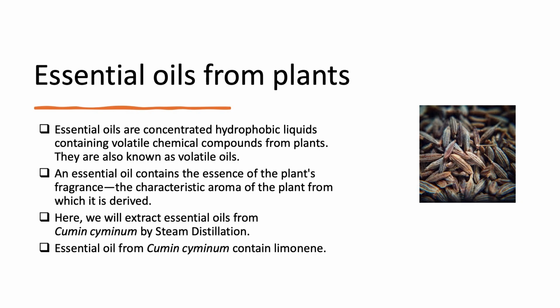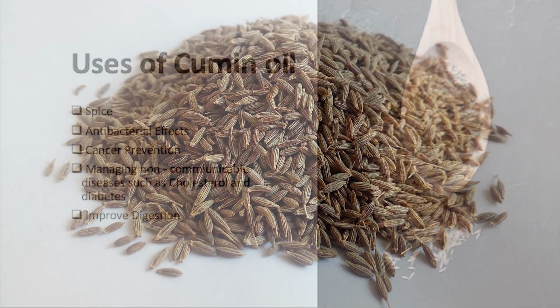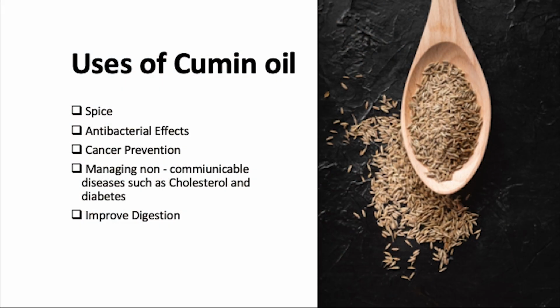Essential oil from Cuminum cyminum contains the chemical limonene. Let's see what the uses of cumin oil are. Cumin oil is widely used as a spice. It has antibacterial effects and also cancer prevention characteristics. It can manage non-communicable diseases such as cholesterol and diabetes. Furthermore, cumin oil helps to improve digestion.